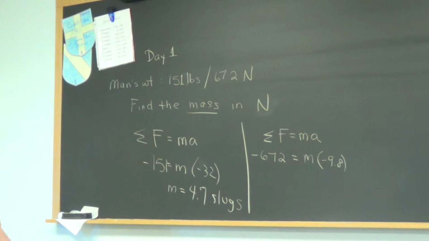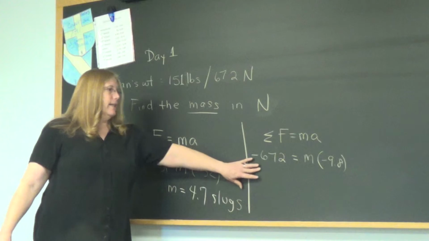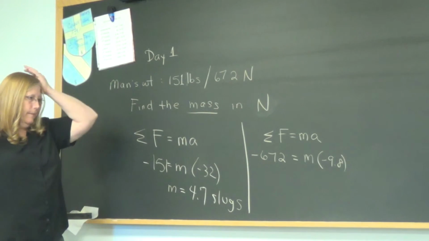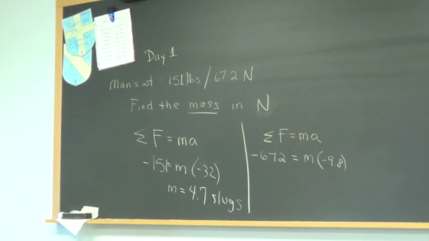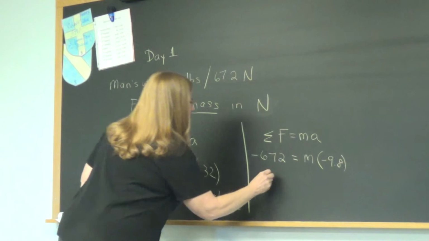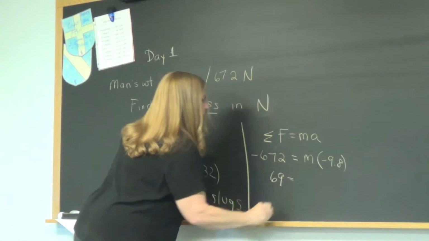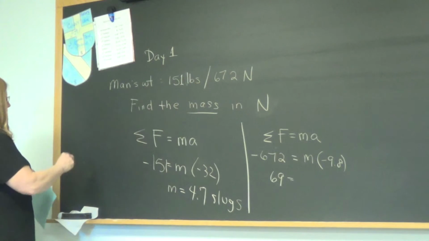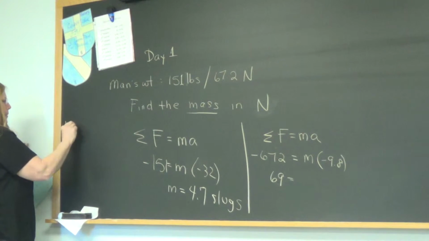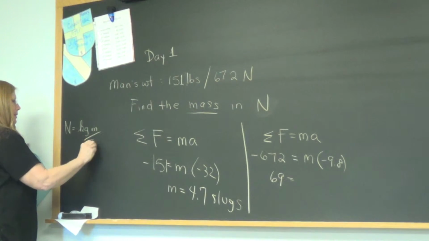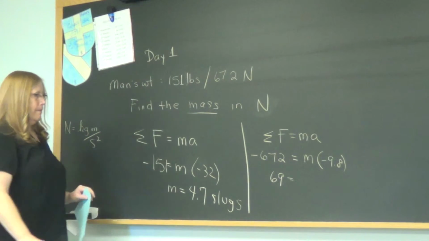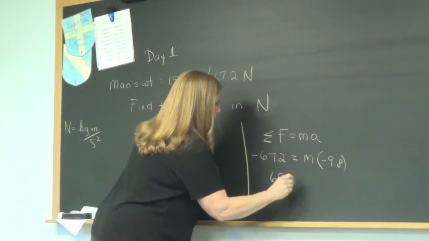All right, now we have back to here. Who was doing that? Emily. What is it? 69 grams. 69 what? Grams. Not grams because I erased it. Kilogram. Right, when we're working in newtons, we have kilogram meters per second squared. So our mass is going to be in kilograms.